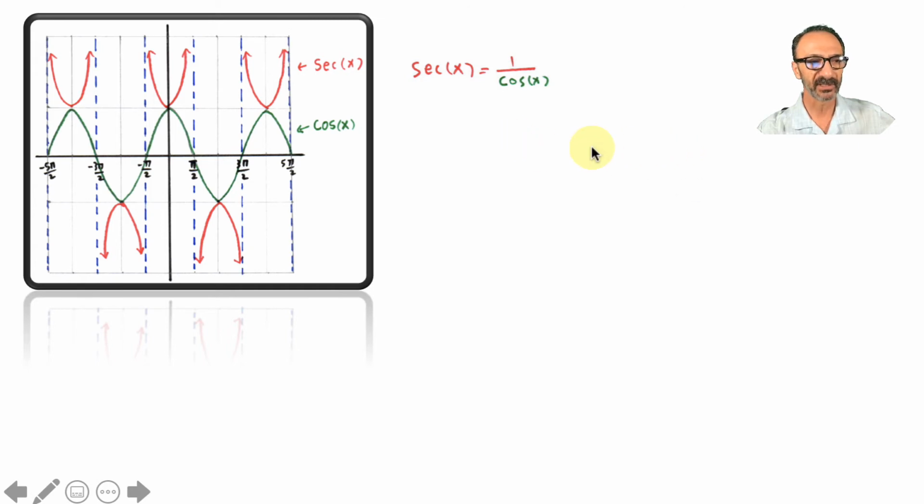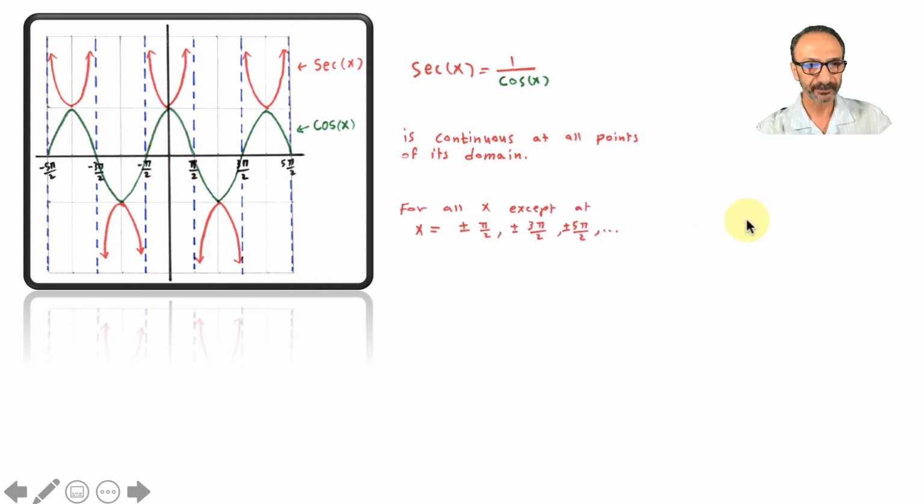Let's move on to more details about the graph and try to cover the best in less time. So secant x is continuous at all points of its domain. But what's its domain? Well, here's a piece here. Here's another piece down here. They're not connected. Here's a third piece, as my graph shows. Here's a fourth piece, and here's a fifth piece. So the pieces are disconnected. Between them, there are vertical asymptotes, the blue dashed lines, as you can see.